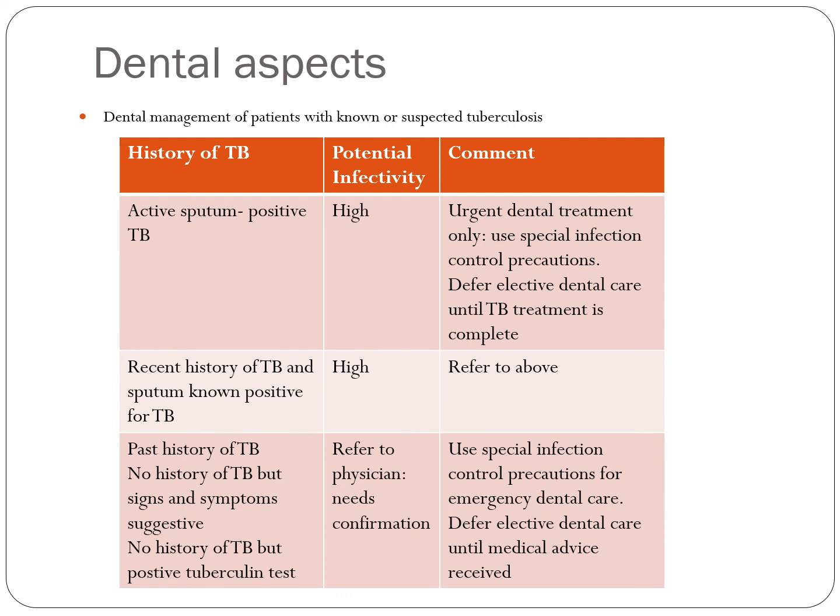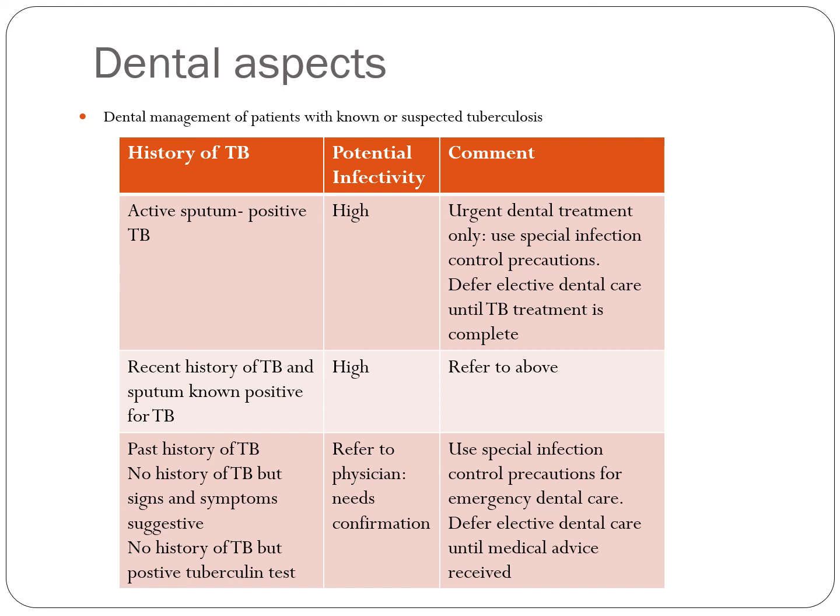In tuberculosis patients, the main thing is, when taking a history, if the patient has a history of TB and acute sputum is positive, the risk will be high. So we do urgent treatment only, meaning emergency treatment. Use special infection control precautions, meaning infection control will be necessary beyond other treatments. Defer elective dental care until TB treatment is complete. If the patient has TB, do emergency treatment only; other things will control the TB.